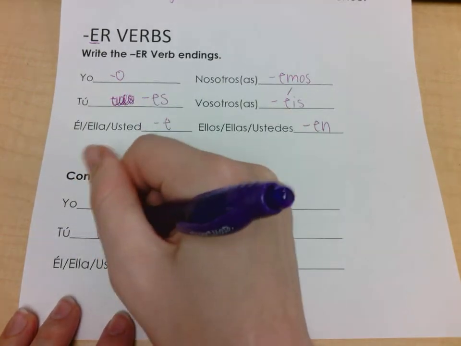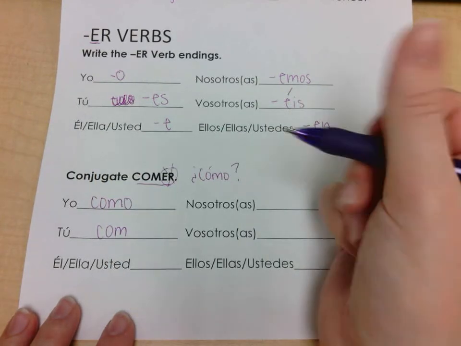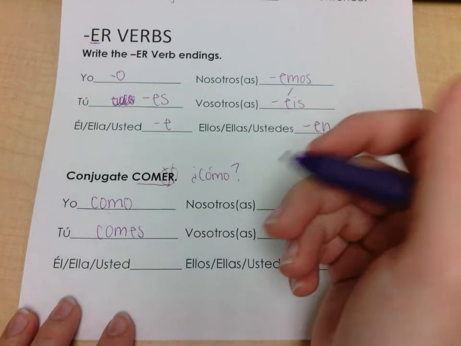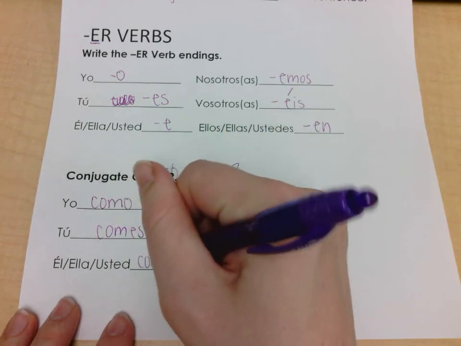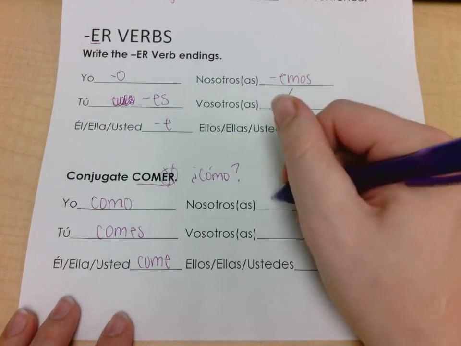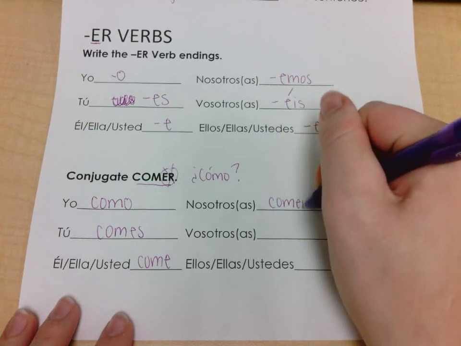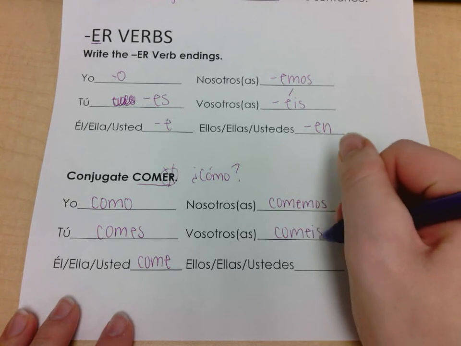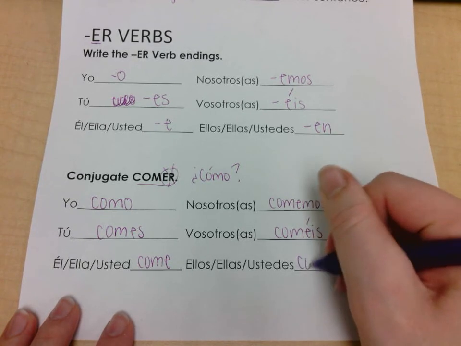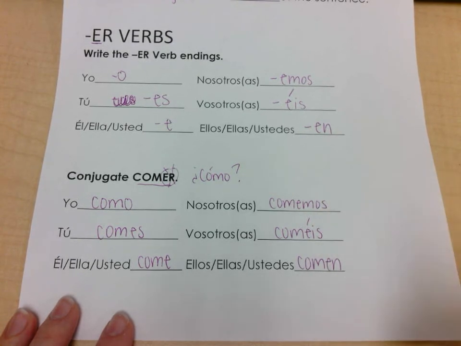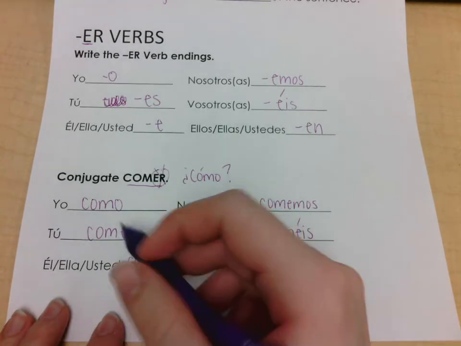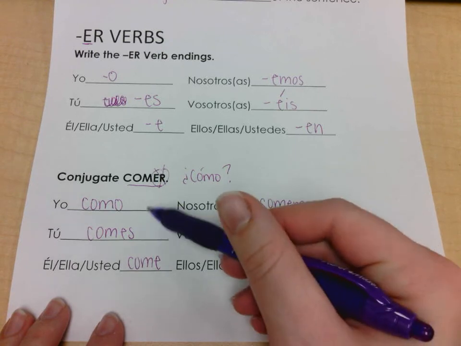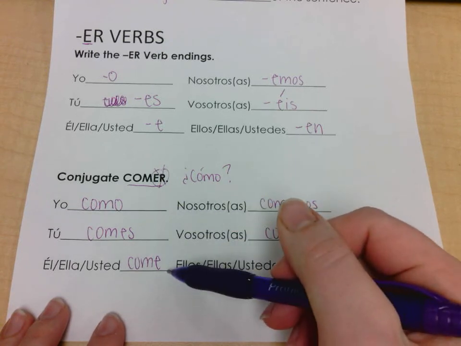Now in the tú form, we are going to drop our ER. So we have com. Then we're going to add our tú form ending, comes. Then come, comemos, coméis, and comen. Remember the E in Spanish makes the E sound. So we have como, comes, come, not come.